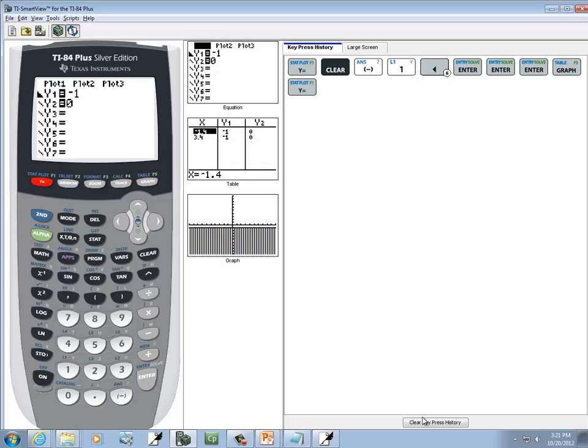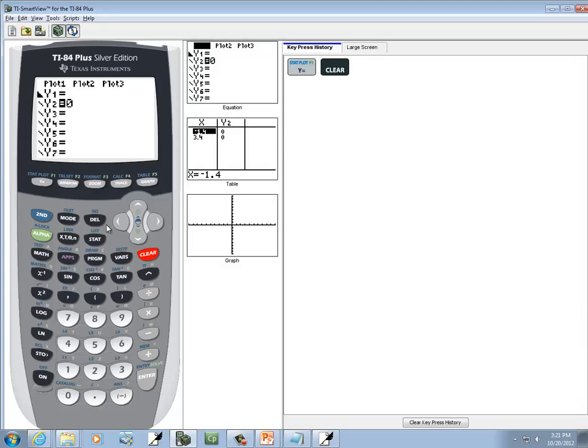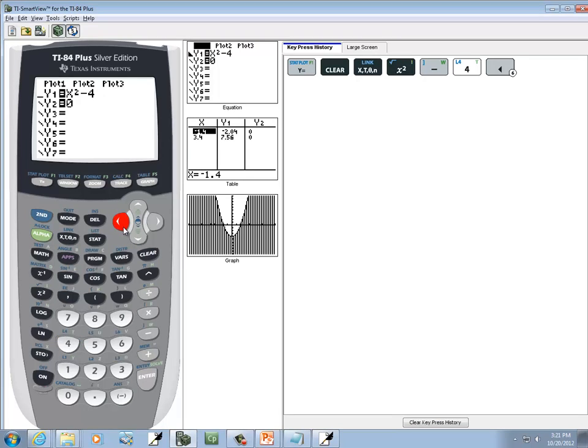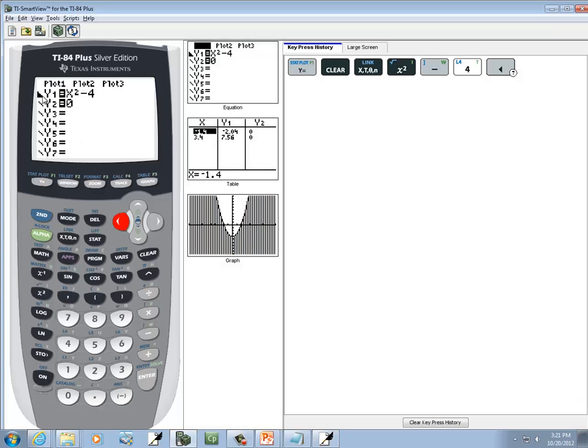I press Y equals. Let me clear that. Key press history. Press Y equals, press clear. We got x squared minus 4, so I do x squared minus 4. And I'm going to press my left arrow key to put it clear over there. Actually, we got a less than here, which means we want a lower left, which is already lower left. But if yours isn't, then you keep pressing enter until you get the lower left, and then you press graph.